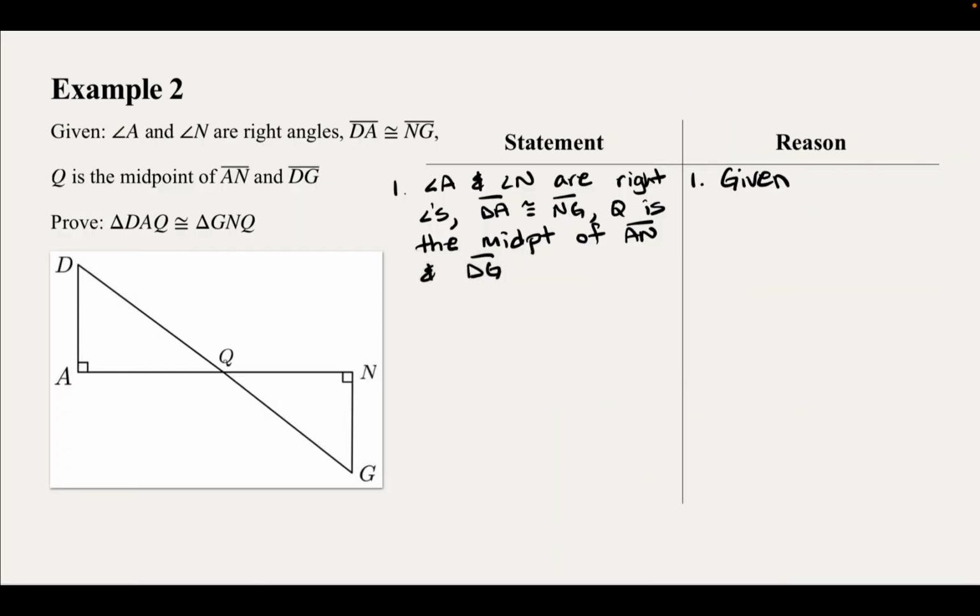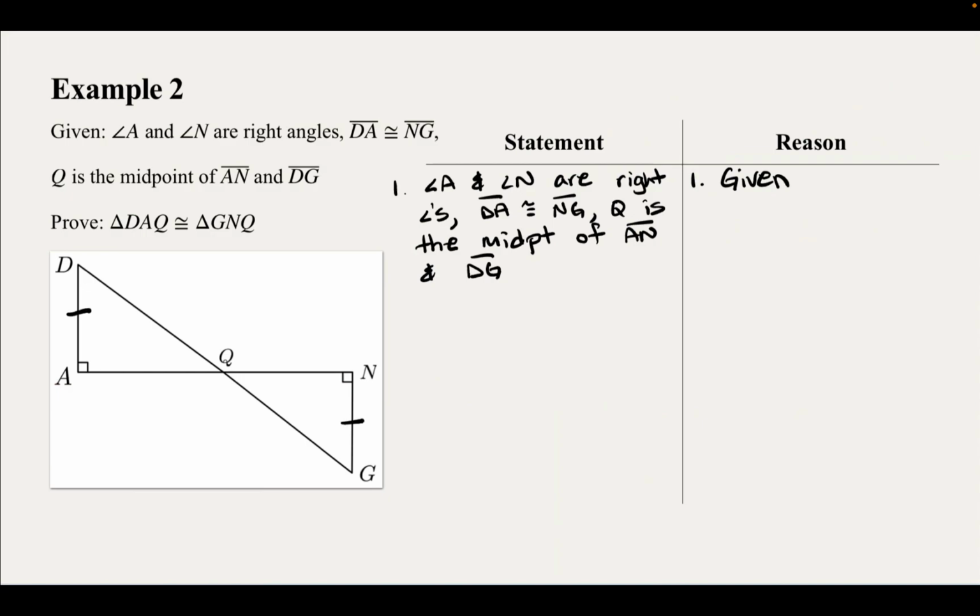Let's do an example of a proof. When we're proving that triangles are congruent, we have to prove 3 sides and 3 angles. I already started off by putting my givens in there. I want to put them in the diagram as well. So angle A and angle N are right angles. I can see that I already have the notation for right angles in there, so I don't need to do anything. DA is congruent to NG.